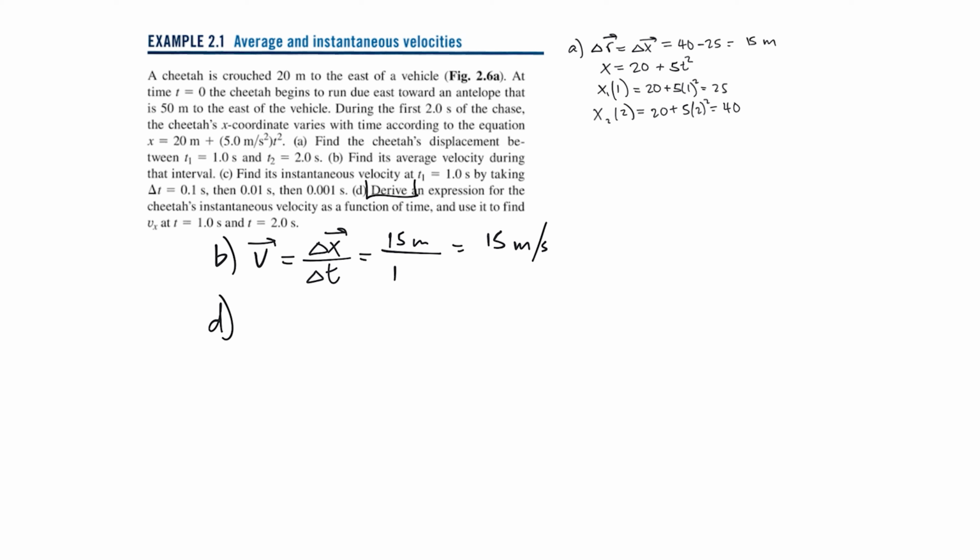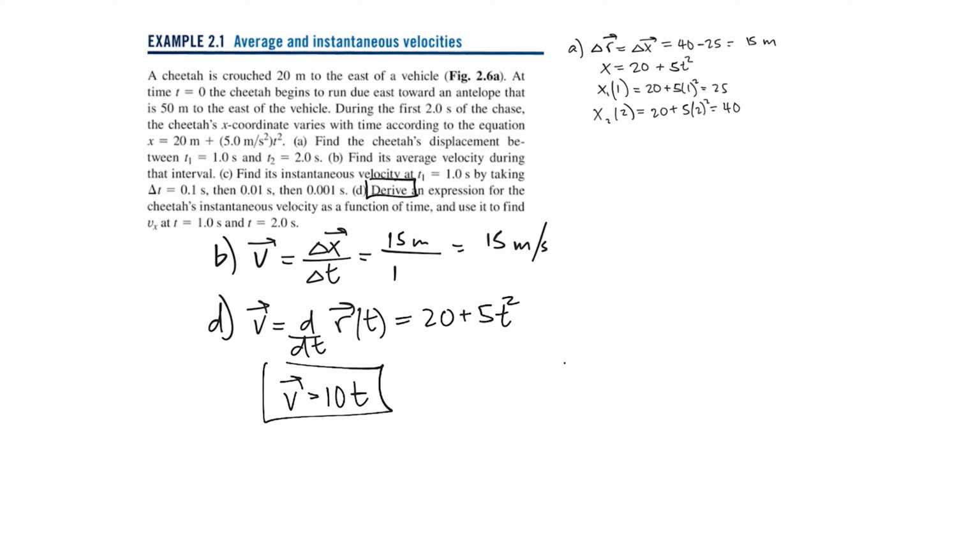So the word derive here seems really scary. It's not at all. We're just going to take the derivative. That's what deriving kind of is. So we know that the velocity instantaneous equals the derivative with respect to time of our position function. And we know that function is, where did it go? 20 plus 5t squared. So to find the instantaneous velocity, all we need to do is take the derivative of that bad boy. Derivative of 20 with respect to time is 0. Derivative of 5t squared is 10t.